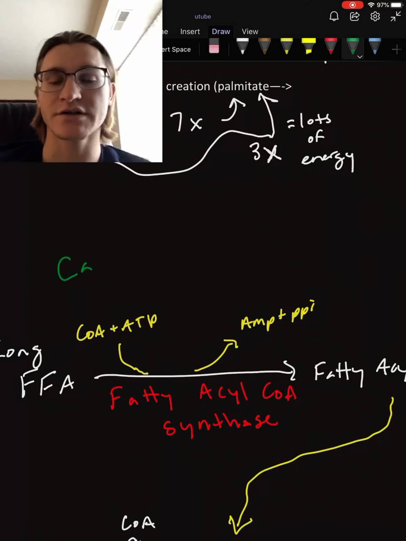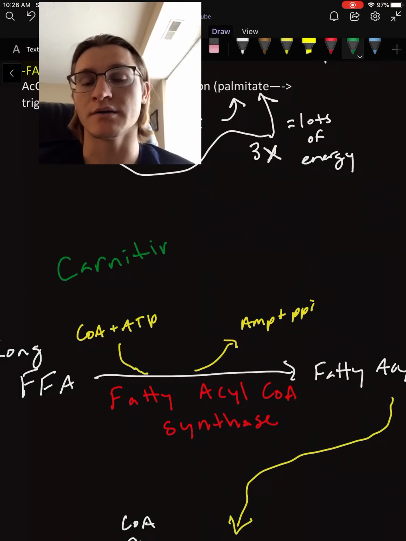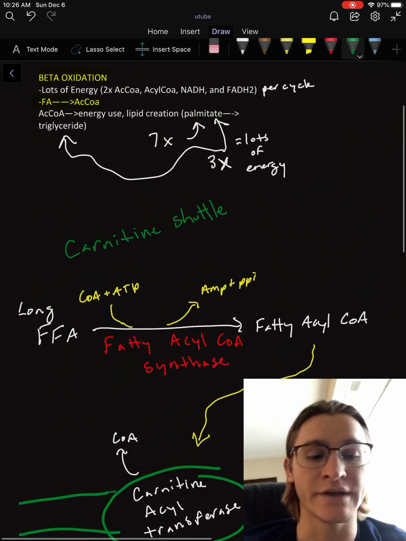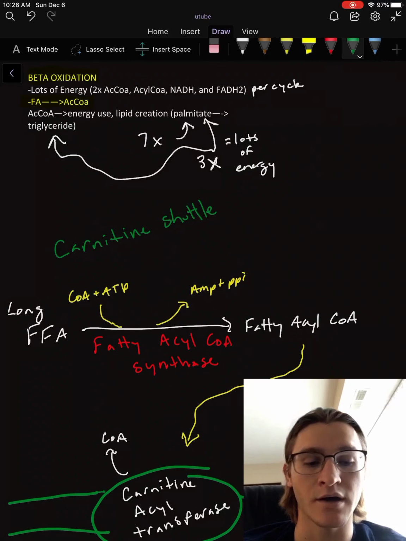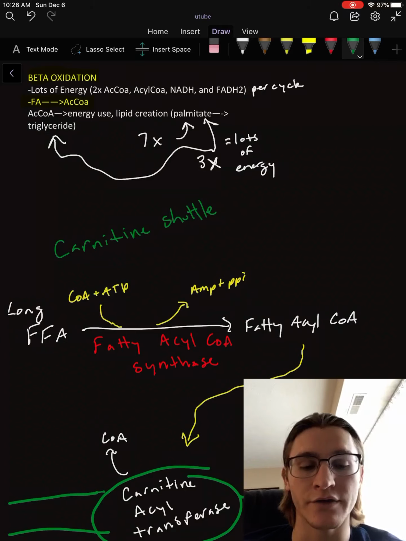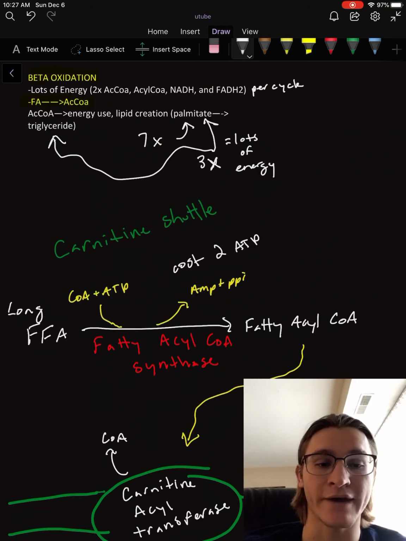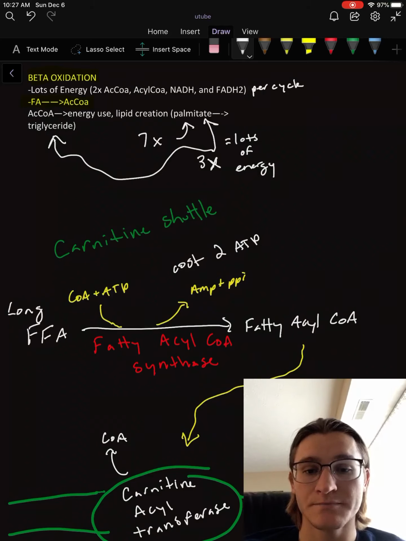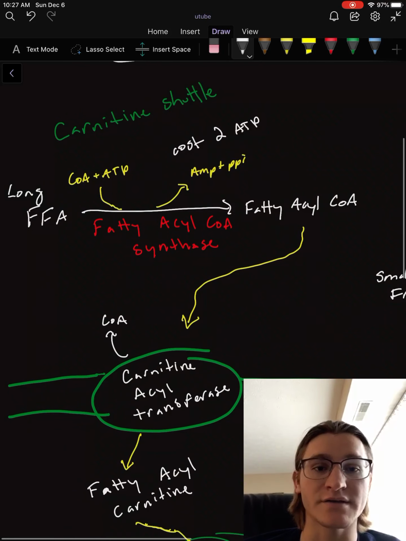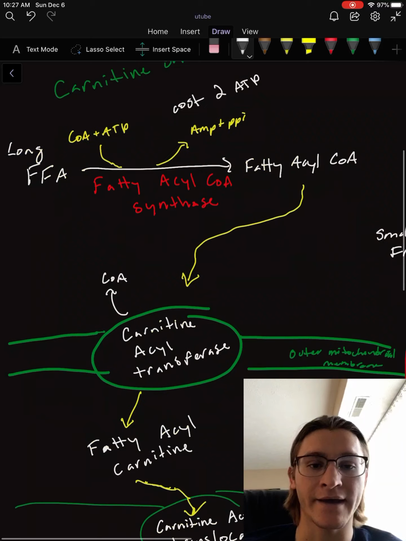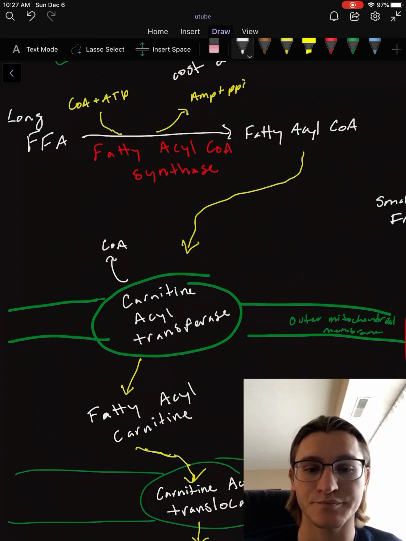So to start, we're going to talk about our carnitine shuttle. It is done by a lot of proteins, on the outer mitochondrial membrane. First we're going to take our long free fatty acid and make it into a fatty acyl-CoA, and this is going to cost us 2 ATPs, and that's done by the enzyme fatty acyl-CoA synthase.